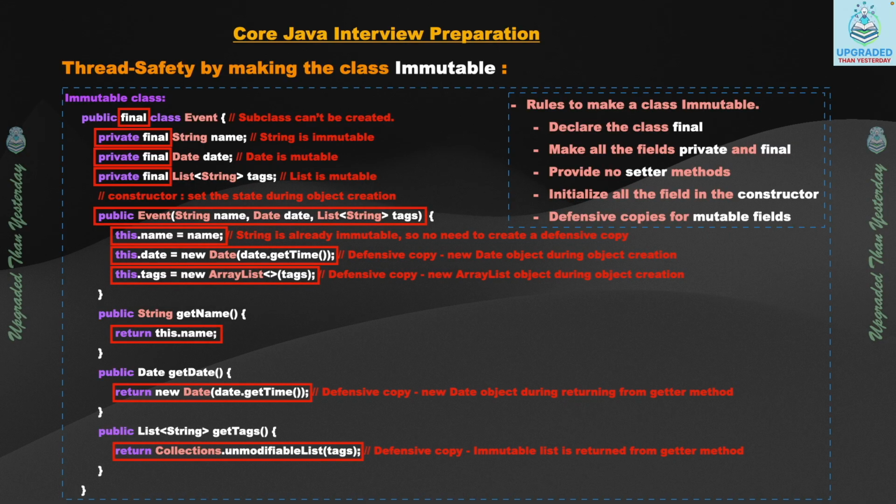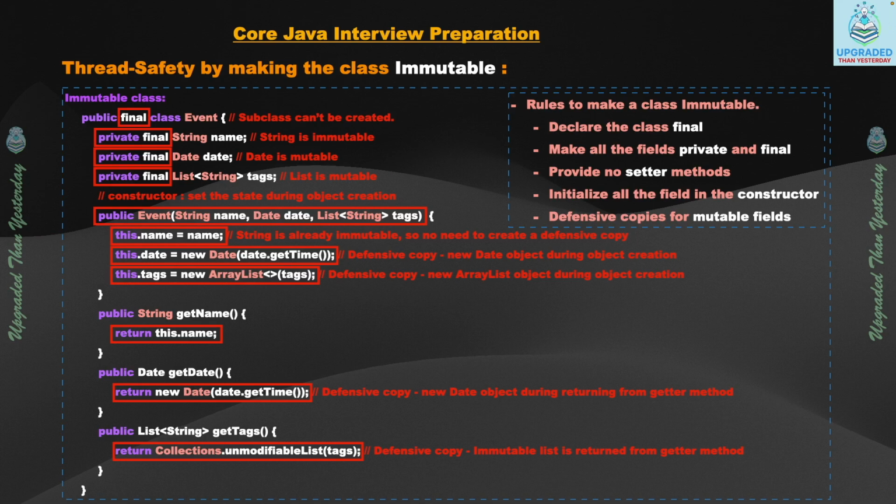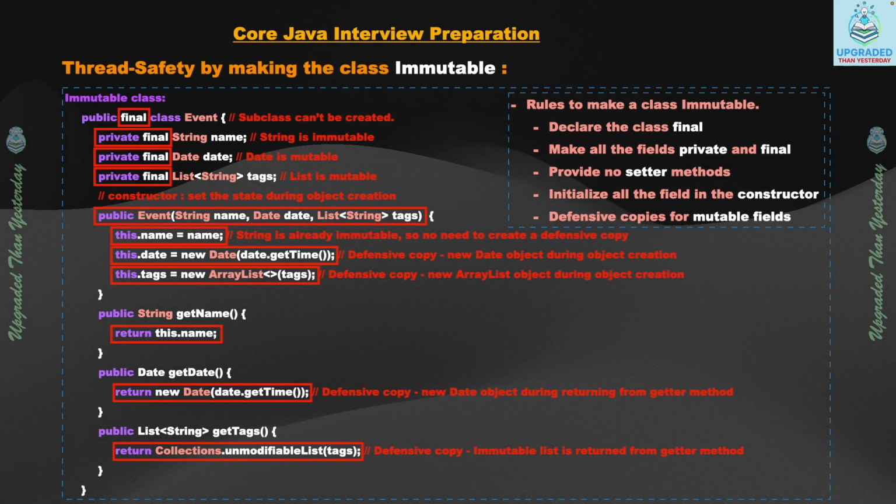The only problem with immutable class is the number of objects it creates for the mutable fields. Every defensive copy creates a new object which fills the heap area and puts extra pressure on garbage collector to free up the space.